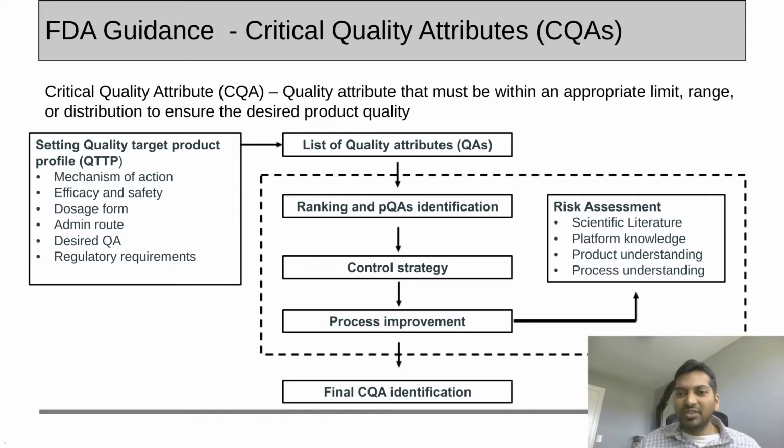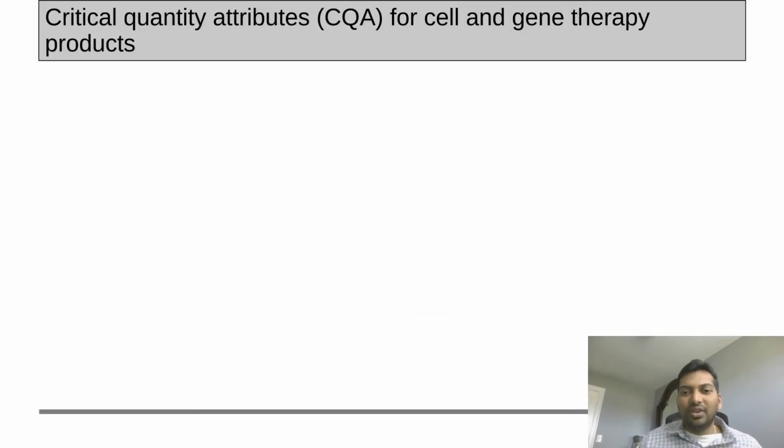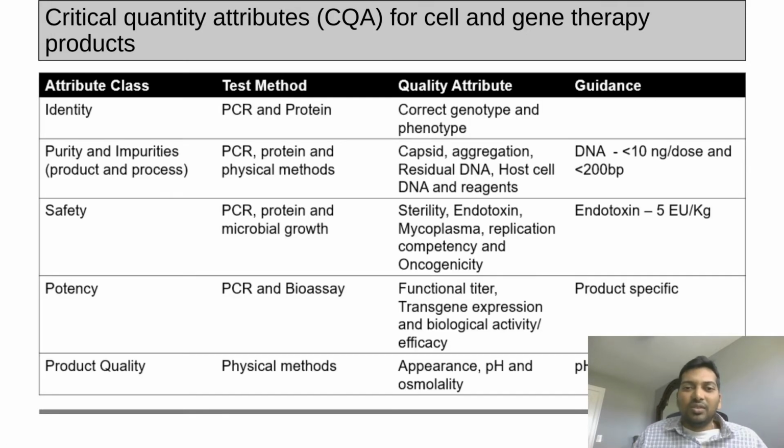For the risk assessment, it's a repetitive process to really understand these quality attributes, and then they finalize the critical quality attribute identification. This is a regular process that happens for small molecules as well as recombinant proteins. But based on some of the initial data, the field for cell and gene therapy provided a critical quality attributes definition. The critical quality attributes for cell and gene therapy are primarily taken from the recombinant protein world and applied to cell and gene therapy products.